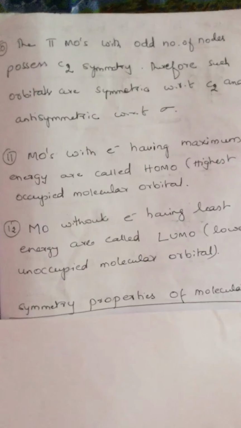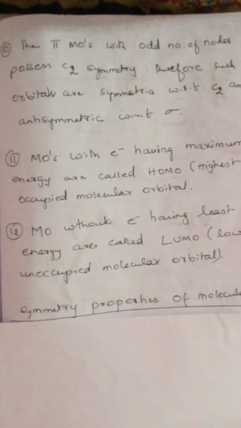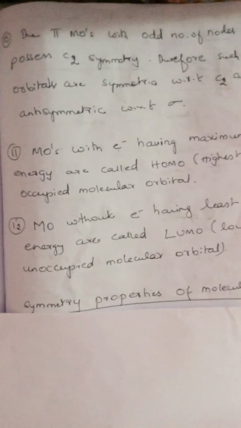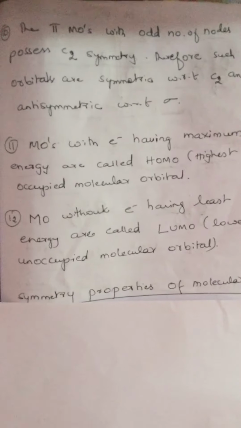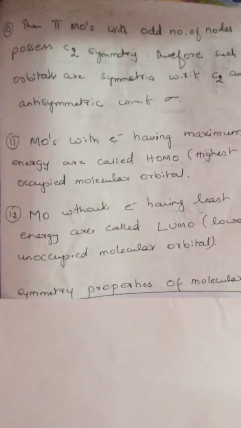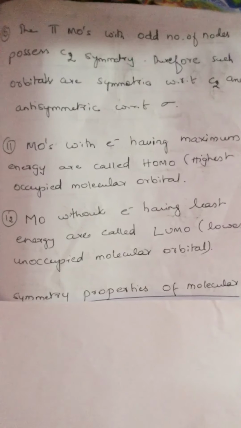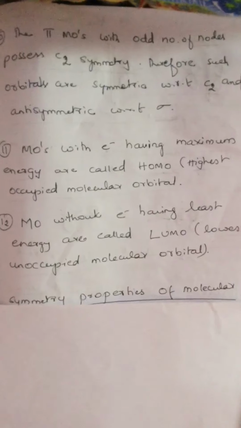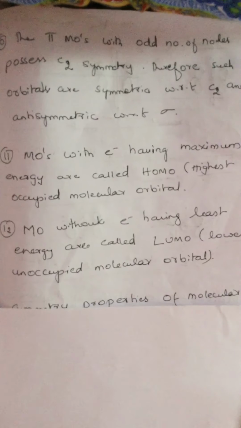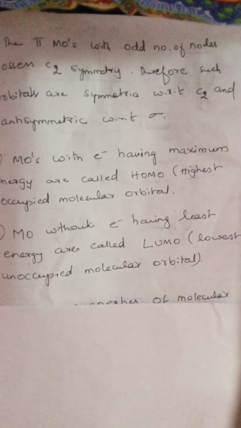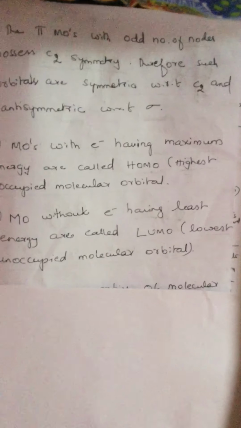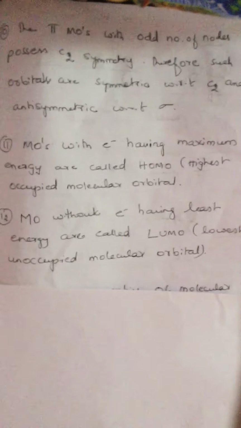Yeah, the pi molecular orbitals with an odd number of nodes possess C2 symmetry. Just remember that the pi molecular orbitals with an even number of nodes, or 0 nodes, possess a plane of symmetry, and the pi molecular orbitals with an odd number of nodes possess C2 symmetry. So once they possess C2 symmetry, they are symmetric with respect to C2 and anti-symmetric with respect to sigma, right?